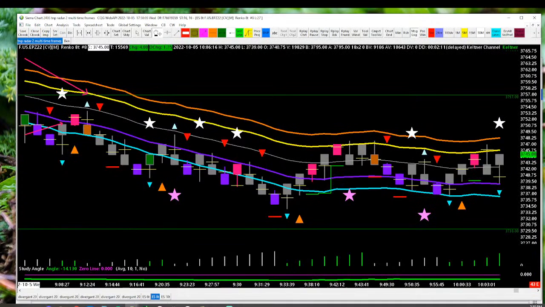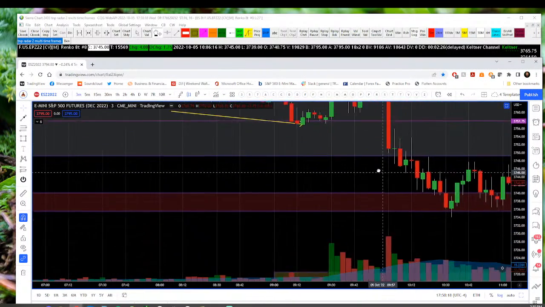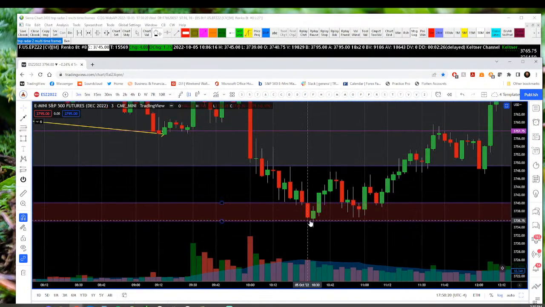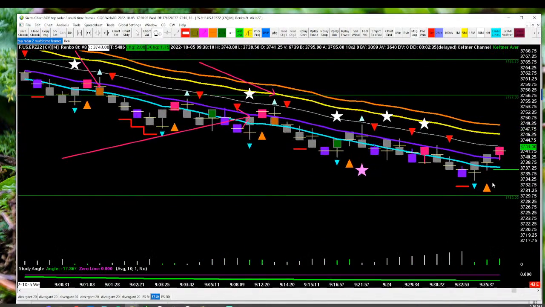10.5. ES. Let's see. What time was that? 9 o'clock. And it went all the way down to 37.35. Oh, did it just not quite meet it? It just didn't quite get there. I see. So we didn't quite make it.